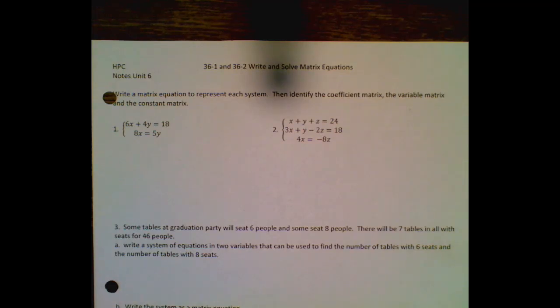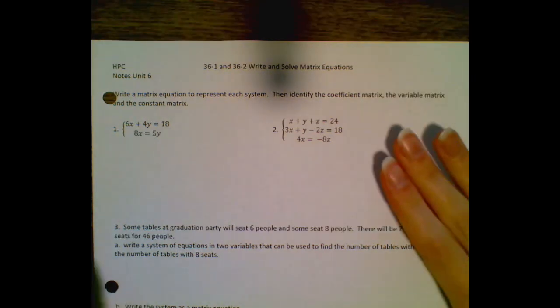Today we are going to be writing and solving matrix equations. We are first going to write a matrix equation to represent each system, then identify the coefficient matrix, the variable matrix, and the constant matrix. Okay, so looking at example number 1, notice we have 6x plus 4y equals 18 and 8x equals 5y.